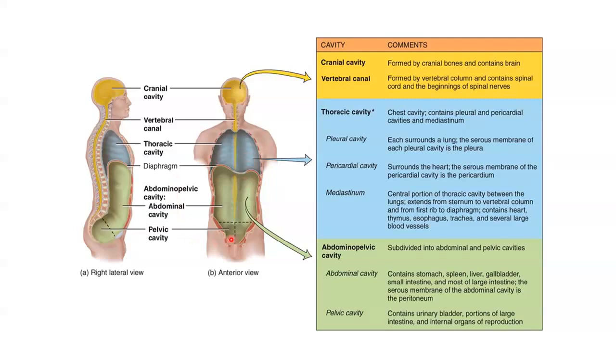We then have our abdominopelvic cavity, broken up into 2 sections. Our abdominal cavity, which is kind of a bit higher up in our stomach. It contains our gastrointestinal system or our digestive system. And then our pelvic cavity, which is a bit further down, funnily enough, closer into our pelvis. And that contains our urinary system and our reproductive organs.